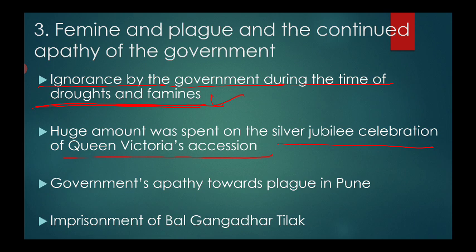Next one, when Bal Gangadhar Tilak was imprisoned, it sent a wave of hatred throughout India. The famines and the plague, the unjust and repressive policy of the British, and finally the imprisonment of Tilak, all together, contributed to the rise of assertive radical nationalism. Next one, the reactionary policy of Lord Curzon.